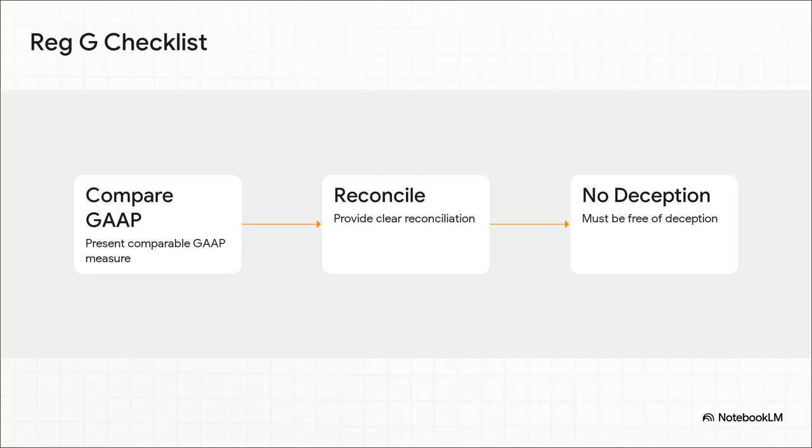I want you to think of Regulation G as your mandatory three-step compliance checklist. Step 1. Whenever a company uses a non-GAAP measure, they are required to also present the most directly comparable financial measure calculated under GAAP. Step 2. They have to provide a clear mathematical reconciliation between the two. And step 3, the entire presentation must be totally free of deception. That means no untrue statements and absolutely no omissions of material facts.